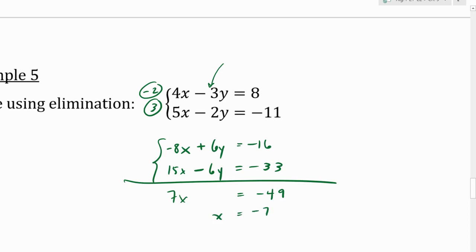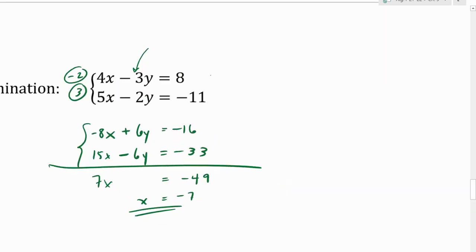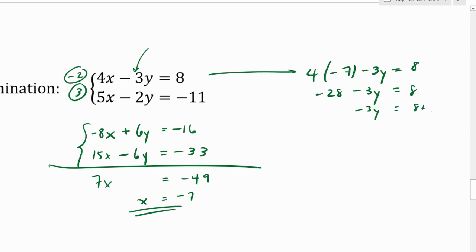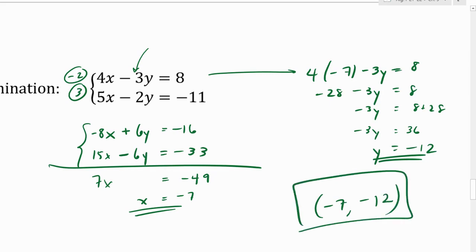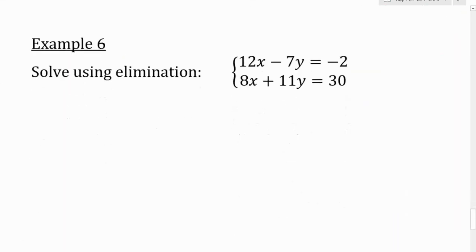Negative 49 divided by 7 goes negative 7 times. Pick an equation, whichever one you think looks easier, to plug x being negative 7 into. 36 divided by negative 3 is negative 12. So x is negative 7, y is negative 12. And then last example. And remember, I go through these fast on purpose. You've got the pause and rewind button. Okay.